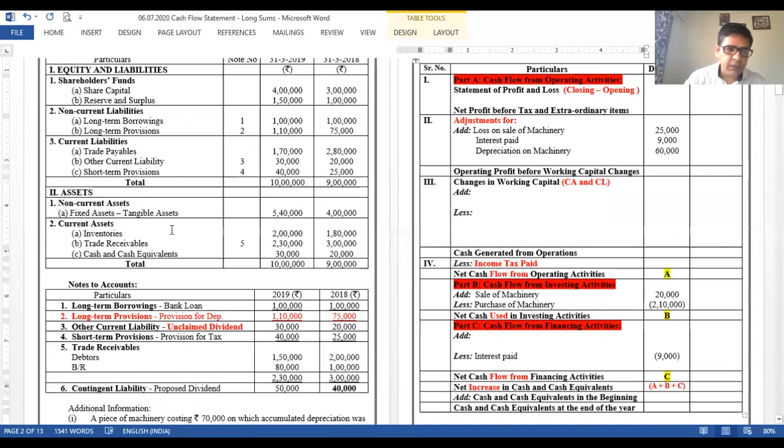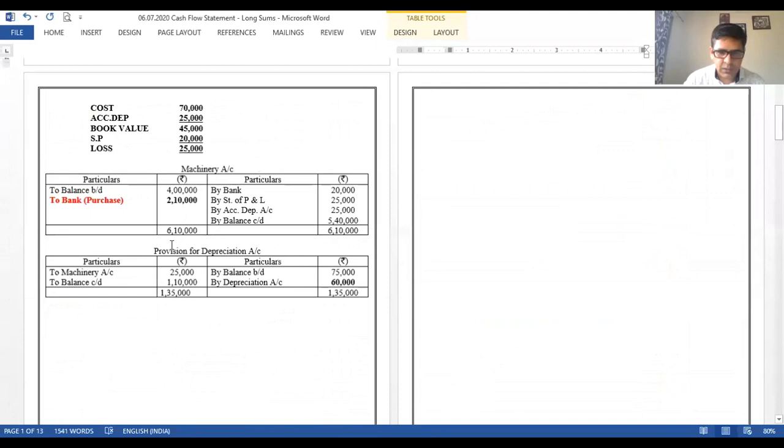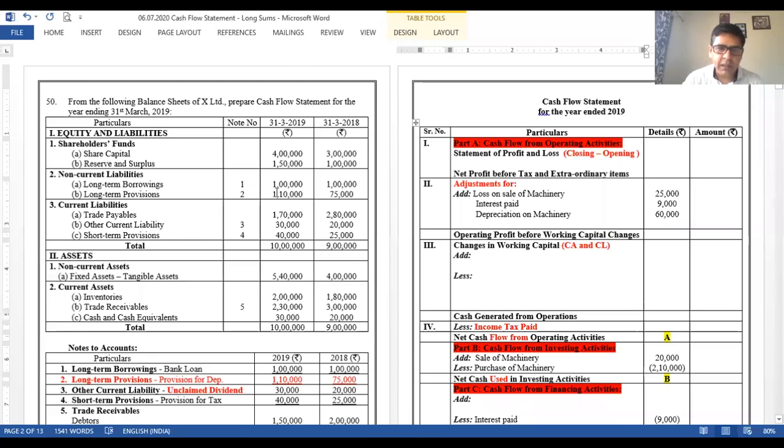Okay, so we are done with the three things, adjustments over here. We are done with the ledger accounts also. Continuing further now with the balance sheet. Share capital can be seen. Share capital is 3 lakh to 4 lakh. Okay, so increase in share capital.